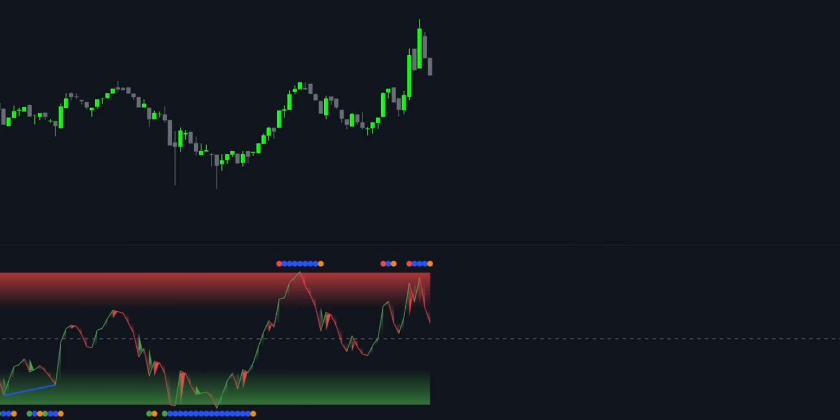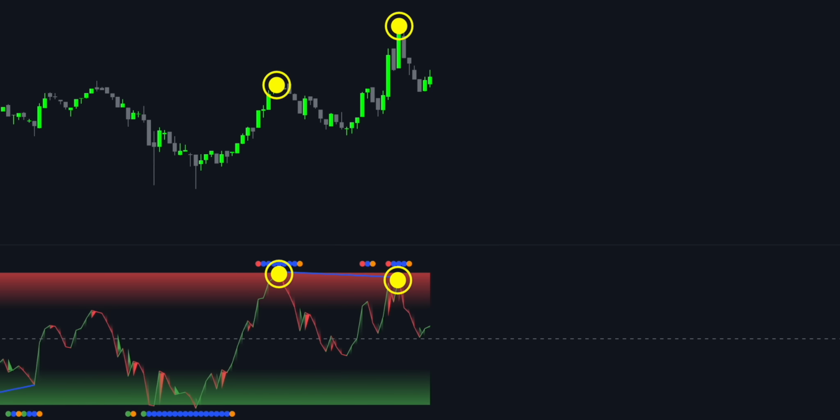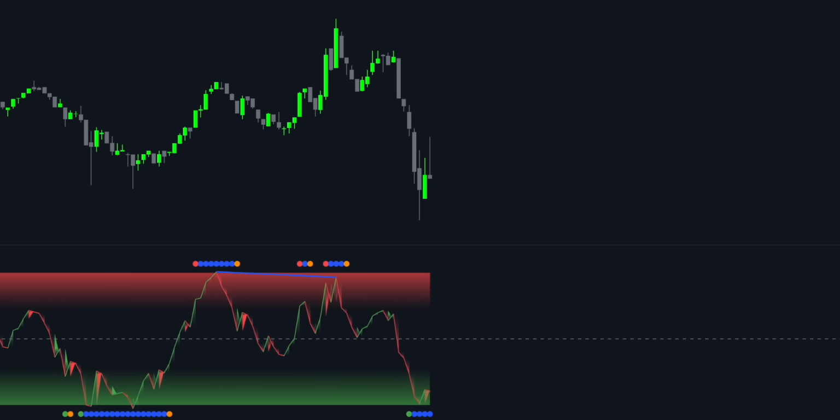A bearish divergence occurs when the price forms higher highs, but the RSI makes lower highs. You can anticipate a price reversal soon. This method might work sometimes, however. I wouldn't recommend solely relying on these divergences.